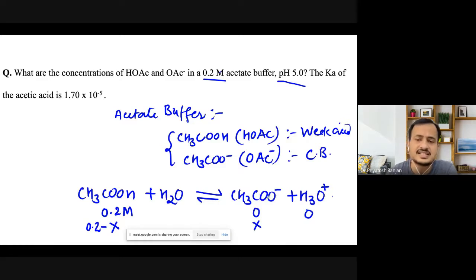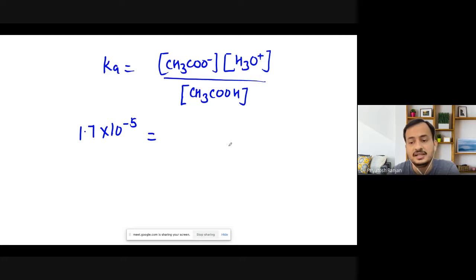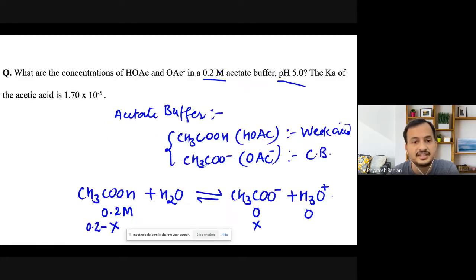Remember, this CH3COO minus is coming from the proton which is released by the acetic acid, which then combines with water to form hydronium ion as well as CH3COO minus. So acetic acid is releasing H plus, which combines with water to form H3O plus, and CH3COOH itself forms the conjugate base CH3COO minus. For H3O plus, the pH for this solution is given, it's 5. So if the pH is 5, I can write it here.